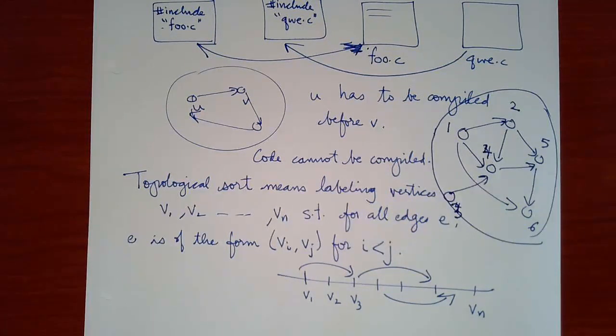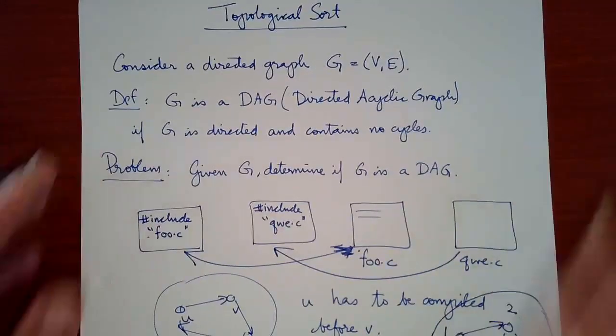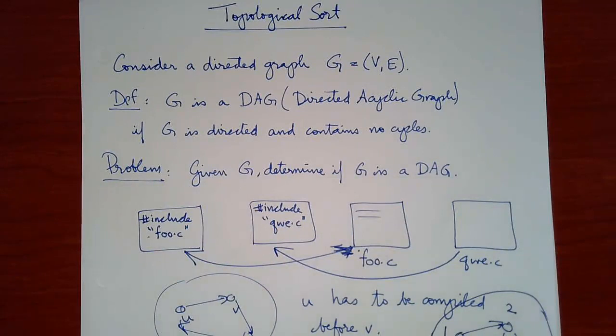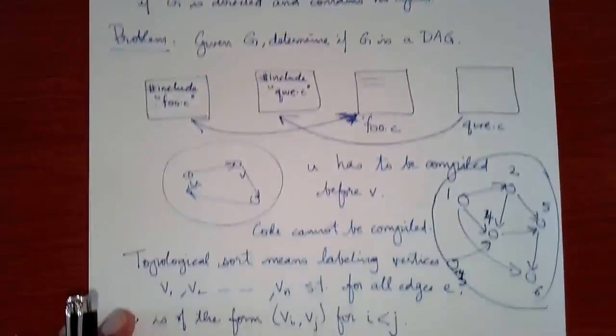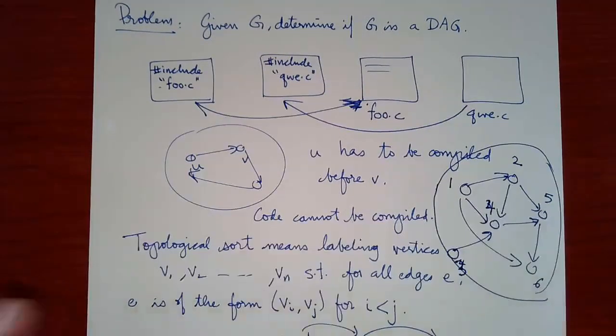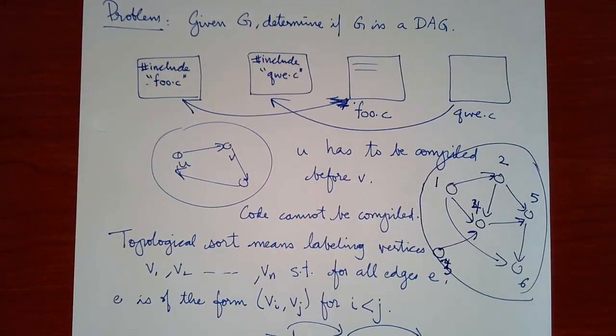Okay, I see. And when we say DAG, we don't allow an edge from a vertex to itself, do we? No, we don't allow that because that would also be a cycle. In general, in this case, the graphs are simple. So there are no self loops and there are no parallel edges. So this is for a simple graph.